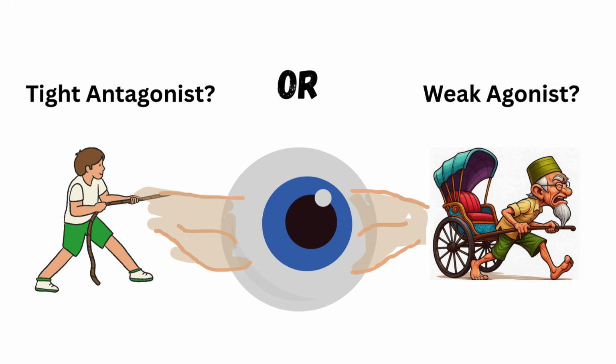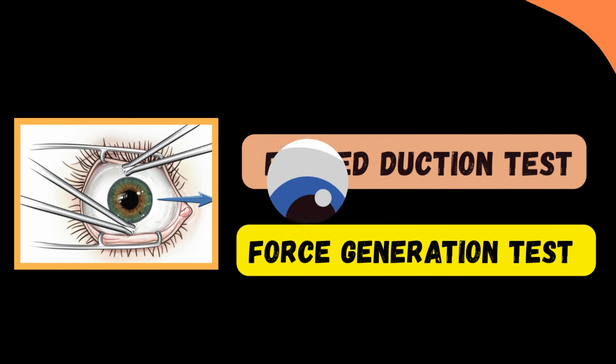When we see limitation of the eye movement, the key question is: is the muscle weak, or is it the antagonist muscle which is mechanically tight? To answer that, we rely on two fundamental tests, the forced duction test and the forced generation test.